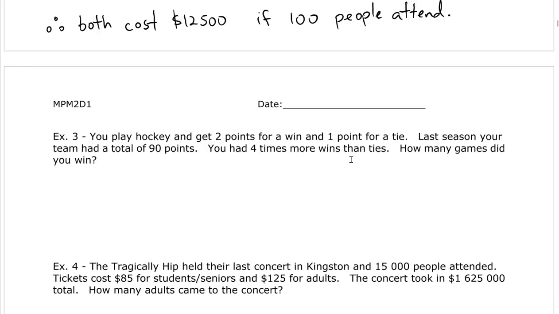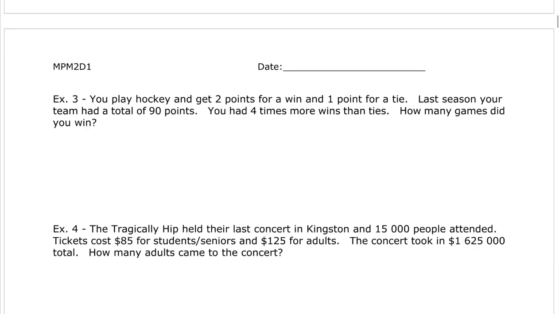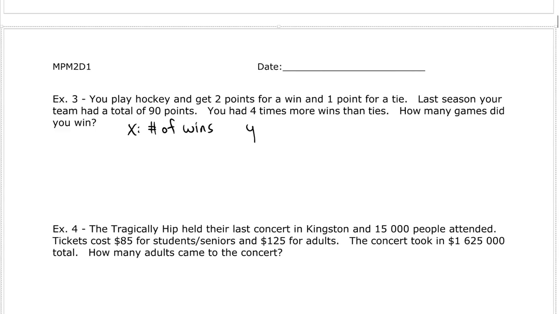So again, we need to create 2 variables that we can use to model this situation. So we're going to say here x is the number of wins and y is the number of ties.